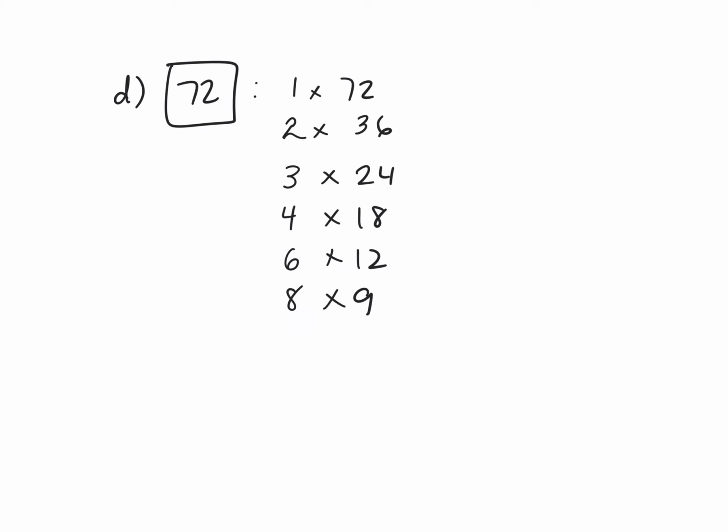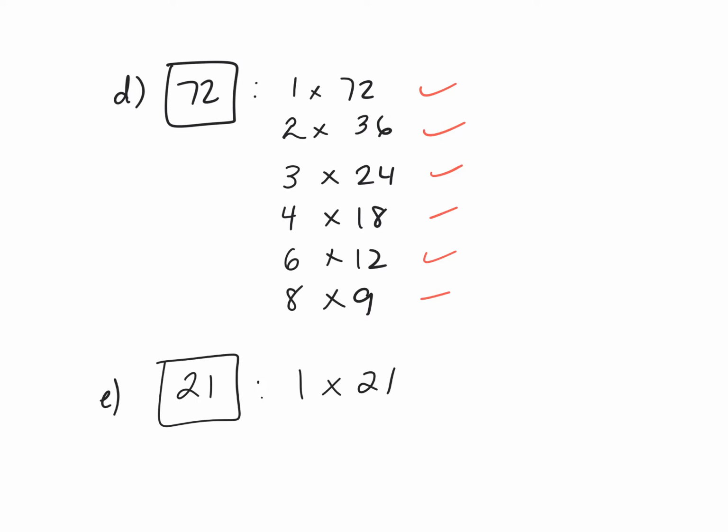Okay, so for 72, there are how many pairs of factors? 6 pairs of factors of 72. Check your work. Make sure you got the correct ones. 1 times 21. Yep. Excellent. There's only 2. This number is not divisible by 2, it doesn't end in an even number, and we know it's not divisible by 5 because it doesn't end in a 5 or 0, and so on. There's other numbers you can check. It's only divisible by 1, 21, 3, and 7.